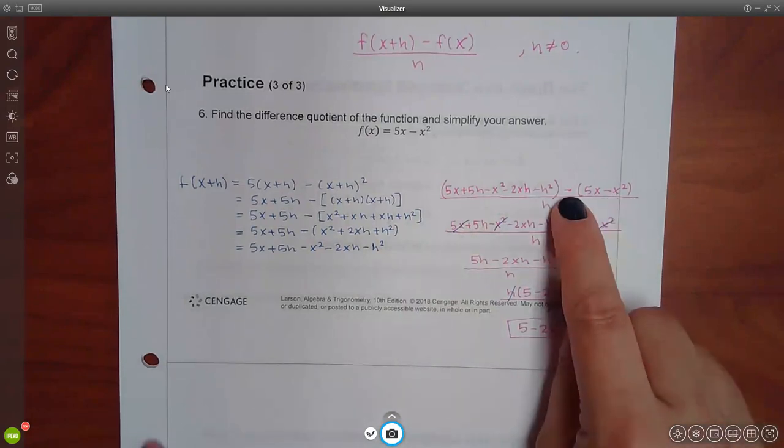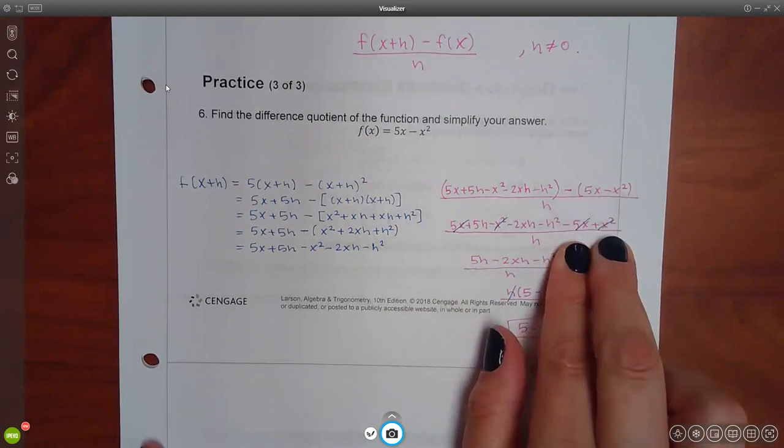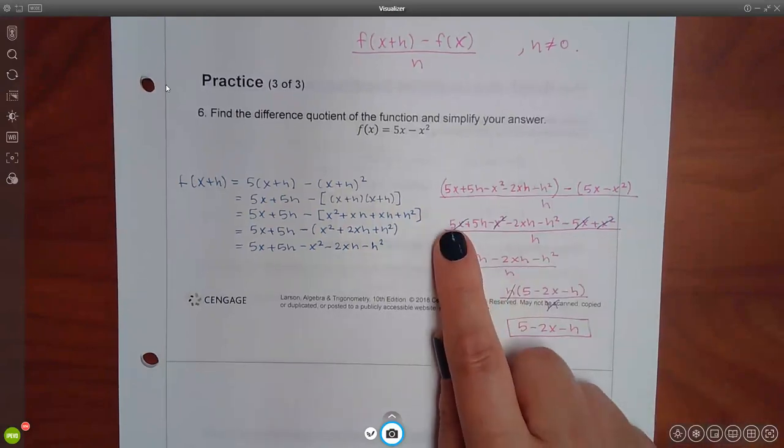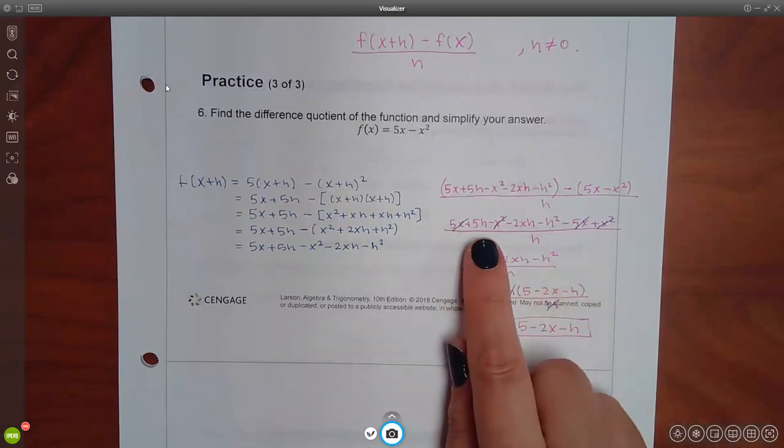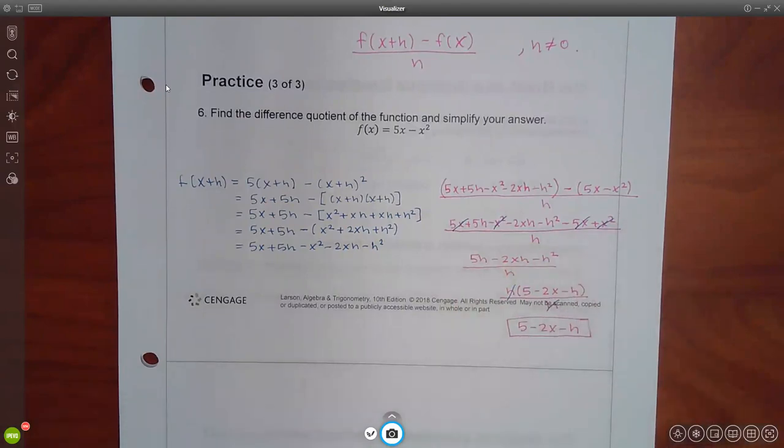Here though, I do have a number that I need to multiply in, right? So I distribute that negative, and that's why these two guys switch signs, okay? And then I noticed that we have 5x and negative 5x, negative x squared and positive x squared. So I cancel those guys out.